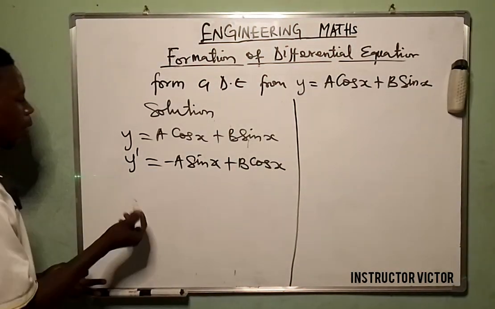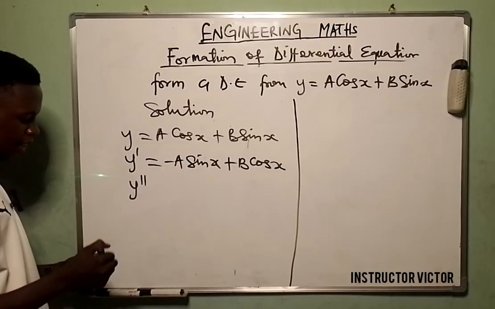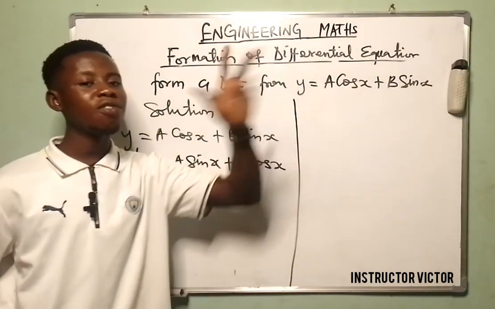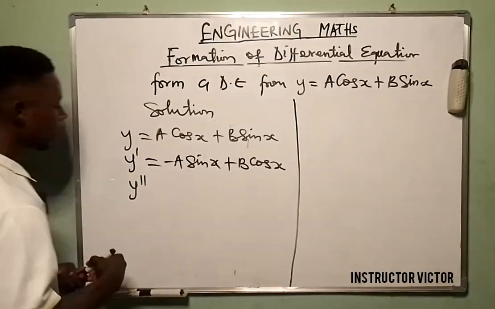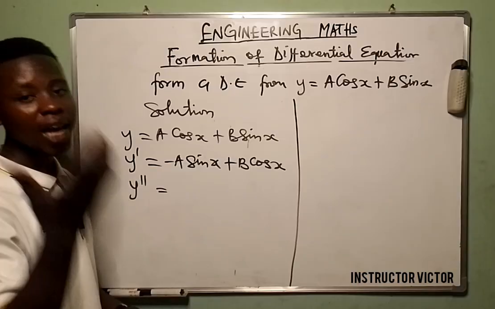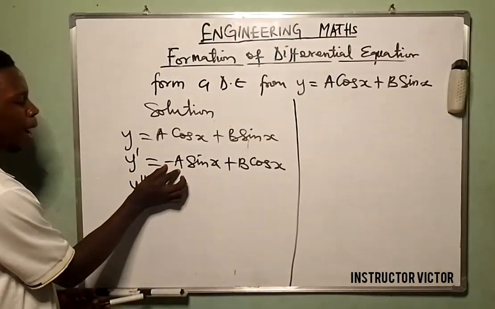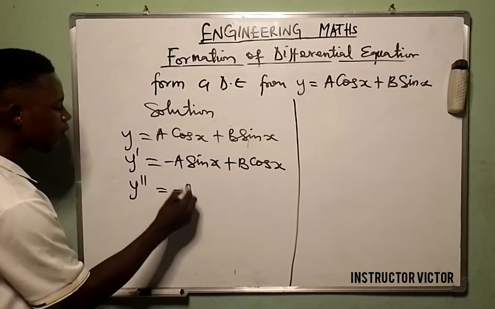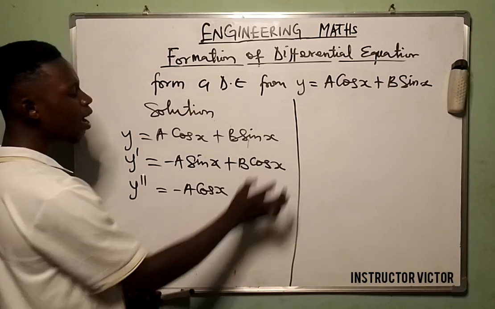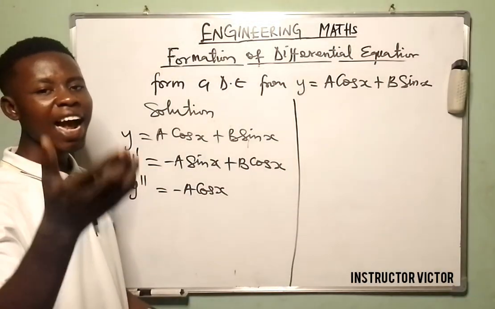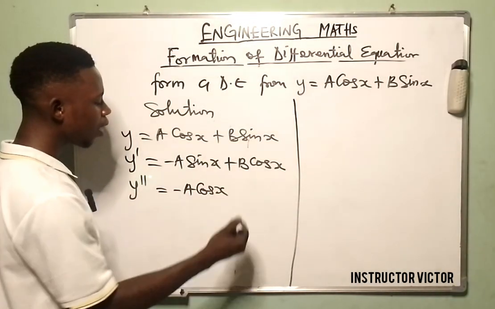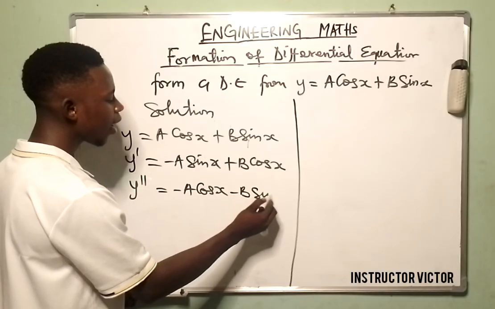Now I'm going to differentiate again, because we have two constants, so I'm differentiating twice. When you differentiate minus a sine x, you get cos x multiplied by minus a, so you have minus a cos x. And when you differentiate b cos x, you get minus sine x, multiplied by b, so we have minus b sine x.